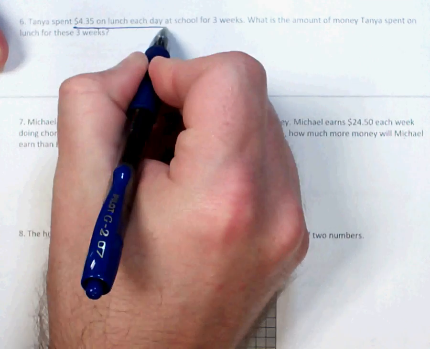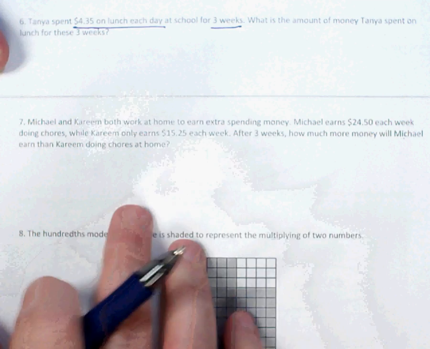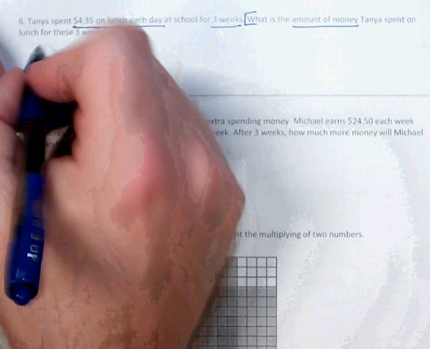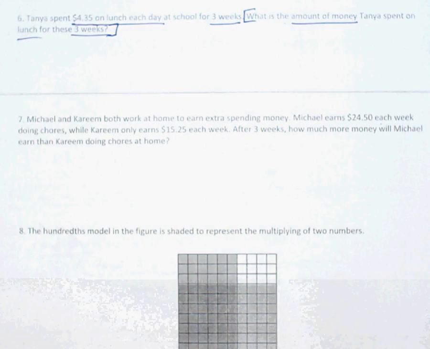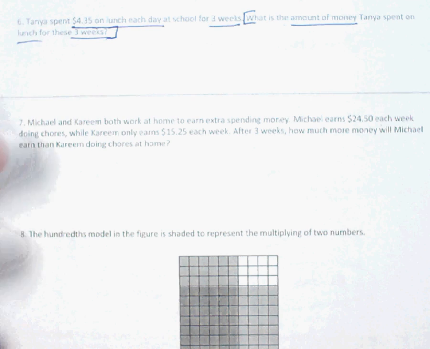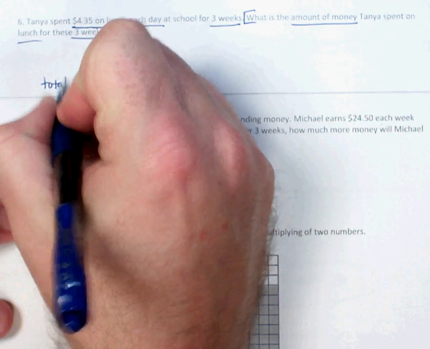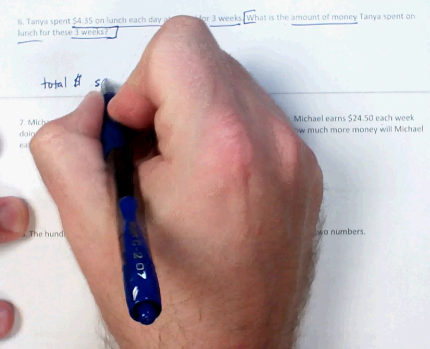Tanya spent $4.35 on lunch each day at school for 3 weeks. What is the amount of money Tanya spent on lunch for those 3 weeks? So this one, I need to know total dollars spent.